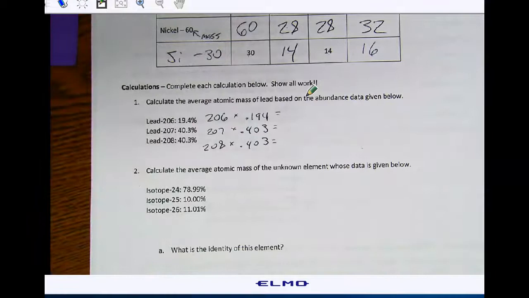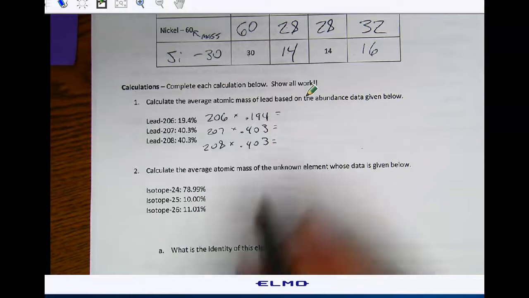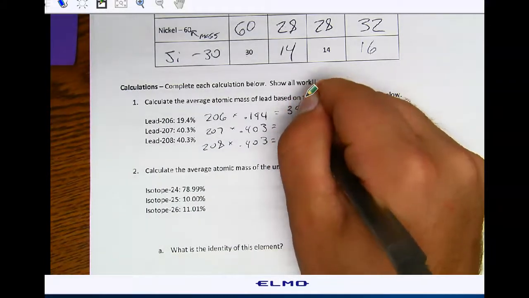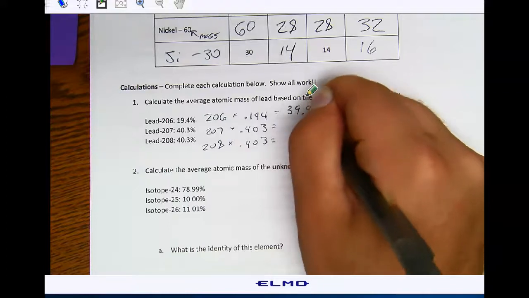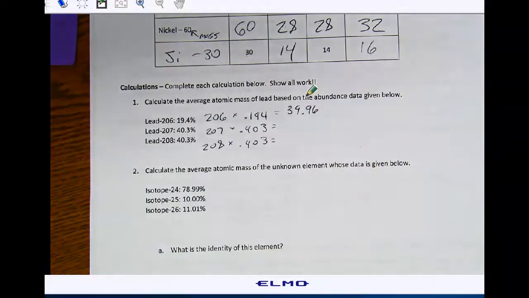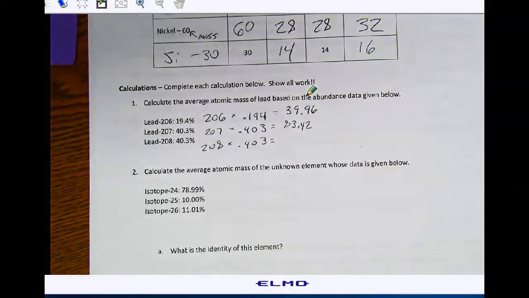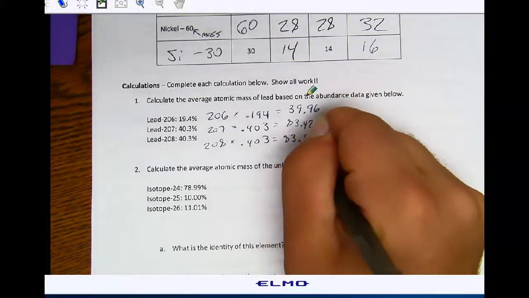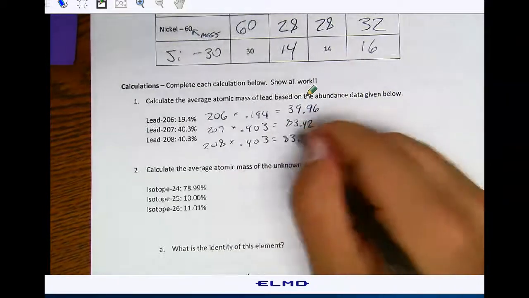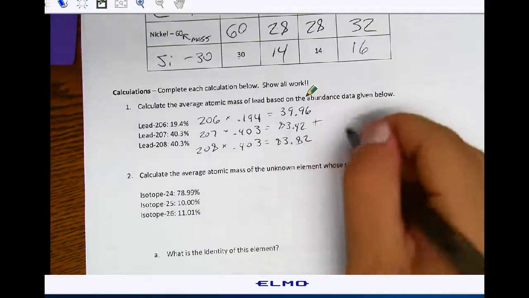So I'm going to get a calculator out real fast. Okay, so I got 206 times 0.194. I got 39.96. Okay, I got 207 times 0.43. I got 83.42. And then I got 208 times 0.4. I got 83.82. And then the last step, you add all your answers together.